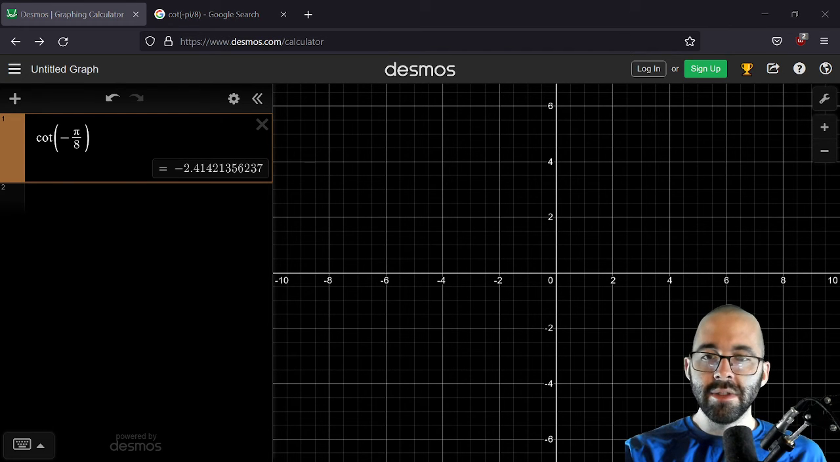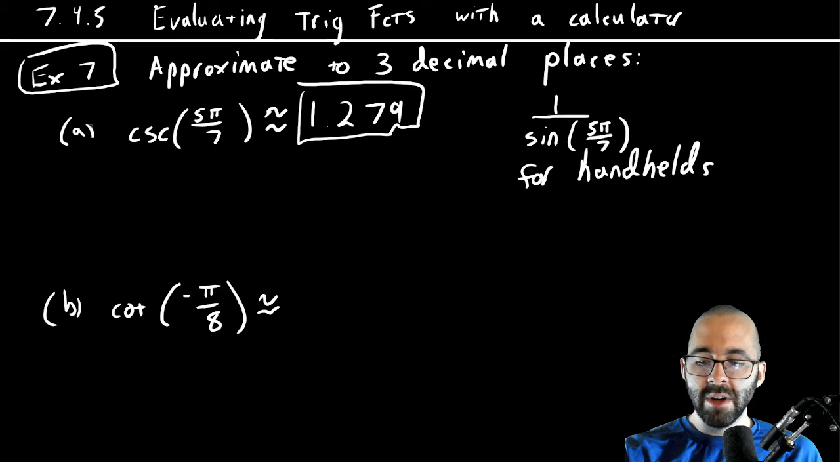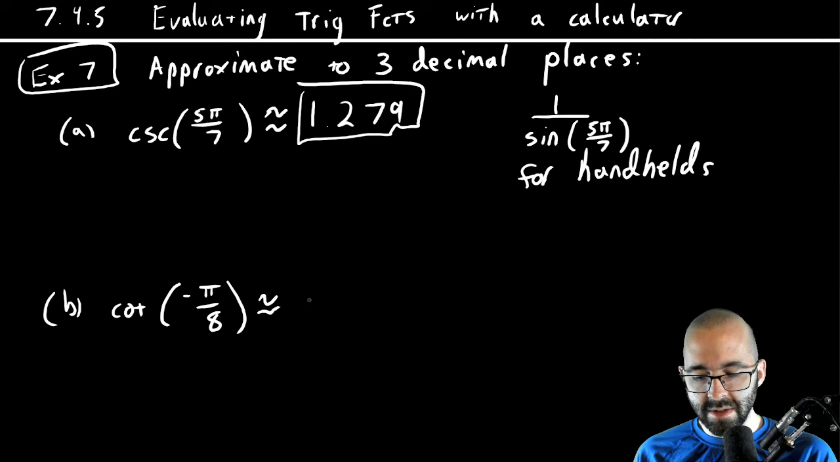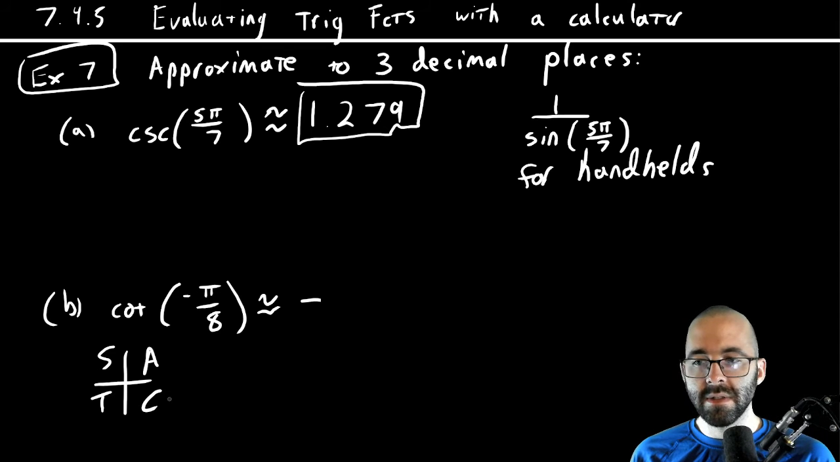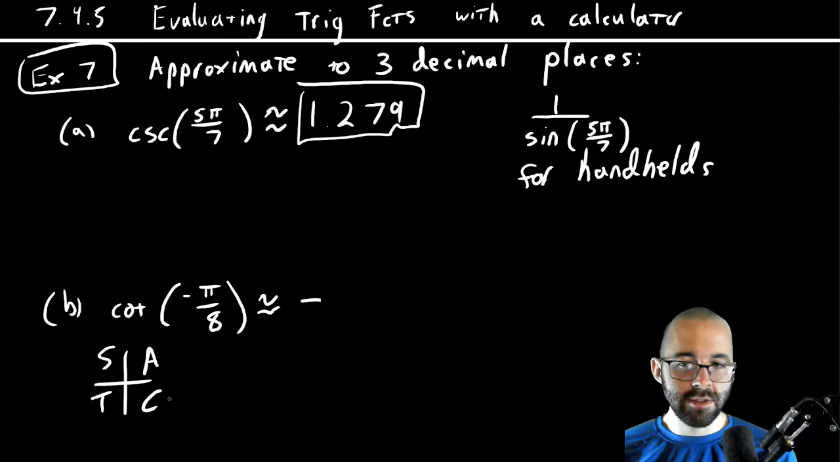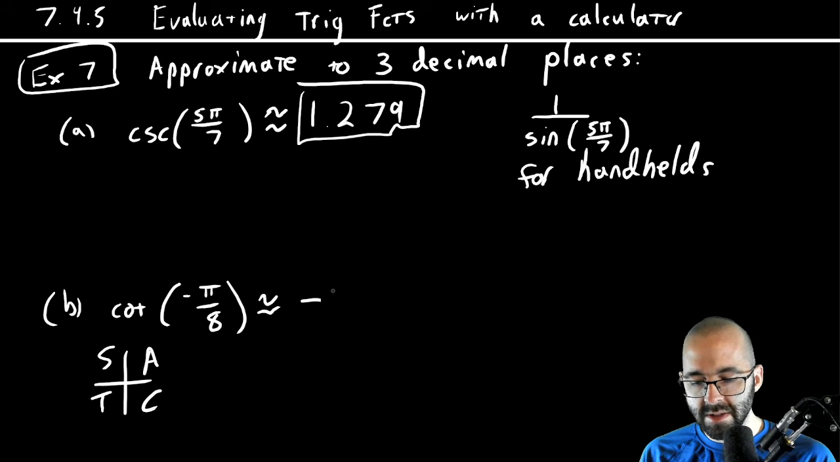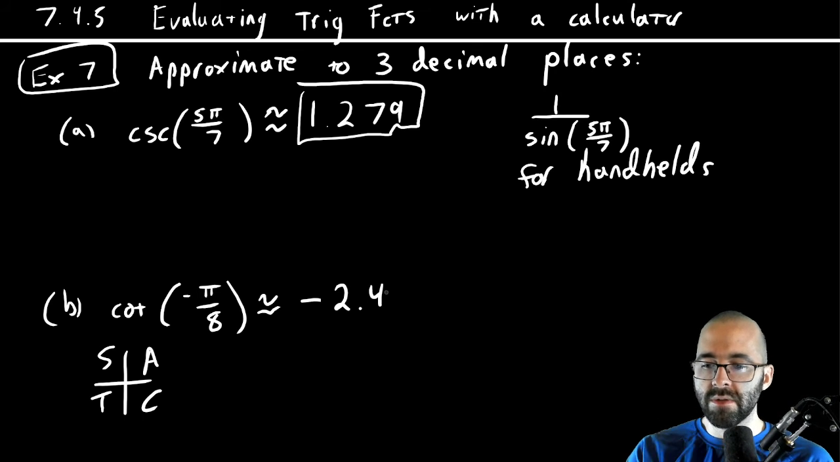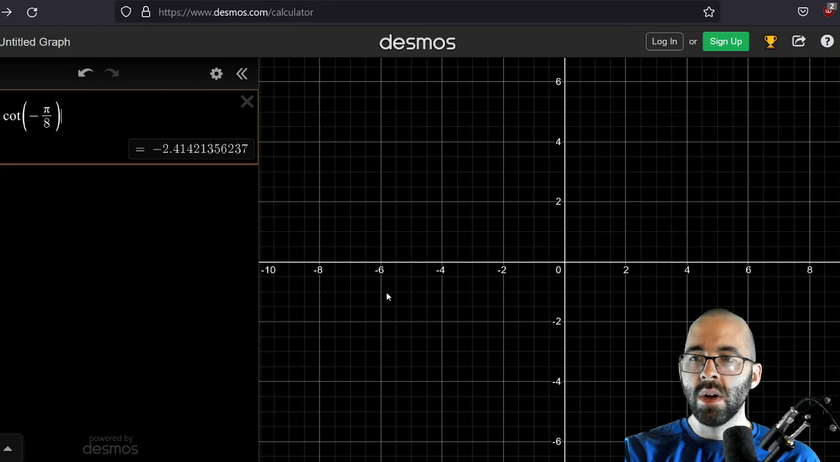All right, but either way, we know it's negative, right? How do we know it's negative? Because negative pi over 8 is in the 4th quadrant, and all squids train camels. Tangent and cotangent should be negative in that 4th quadrant. Negative 2.414.